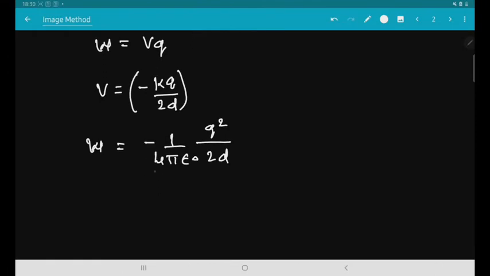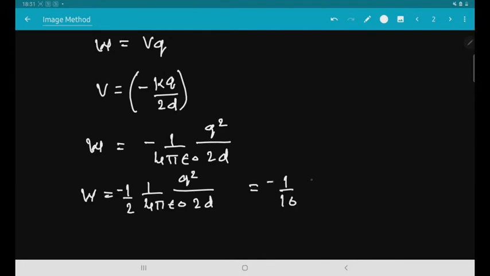So this will be the work done, but now this will not actually be the work done. We will have to take work done equal to half of what we have calculated. We will have to take half because that negative charge which we have considered does not actually exist. So let us multiply this with 1 upon 4 pi epsilon naught into 2d. We have q square. That means we are going to get 1 upon 16 pi epsilon naught d and q square.